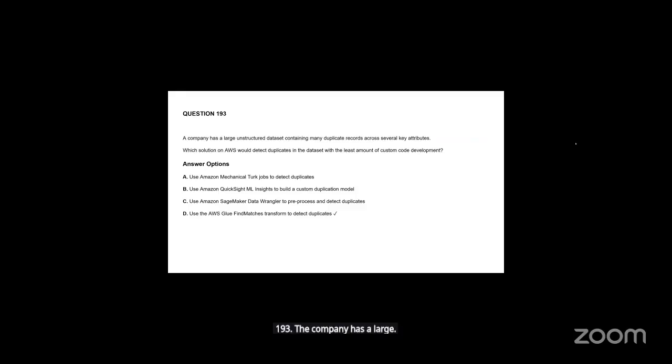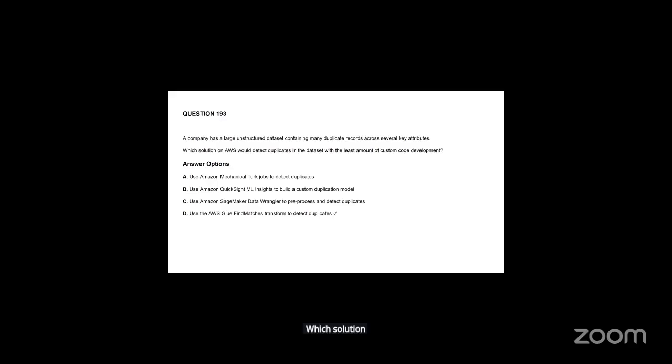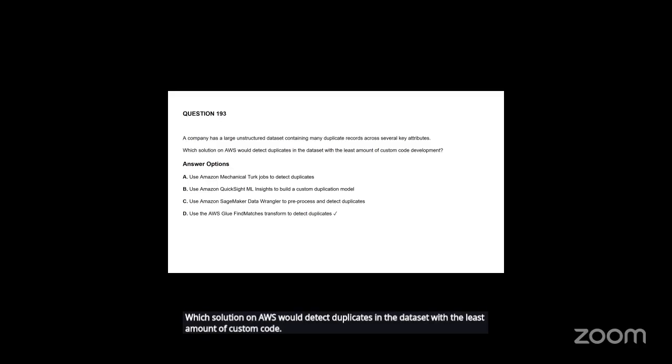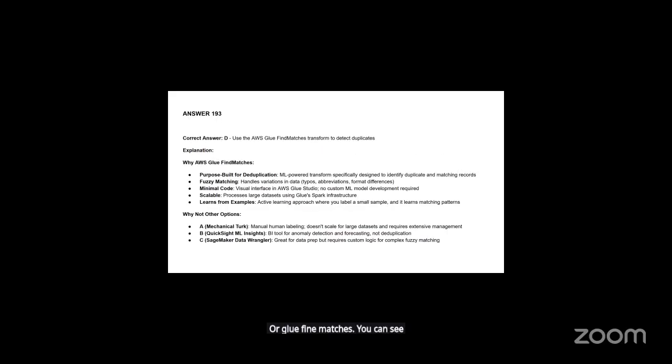193. The company has a large unstructured dataset containing many duplicate records across several key attributes. Which solution on AWS would detect duplicates in the dataset with the least amount of custom code development? Mechanical Turk, QuickSight ML, SageMaker Data Wrangler, or Glue FindMatches? You can see what's checked is Glue FindMatches.